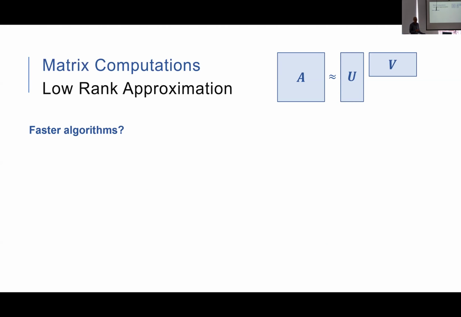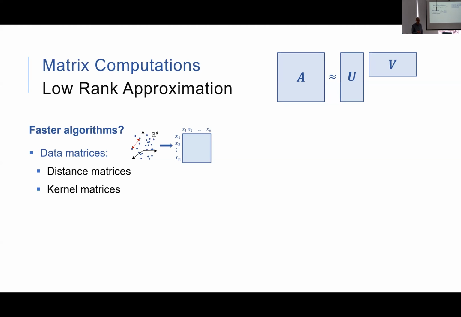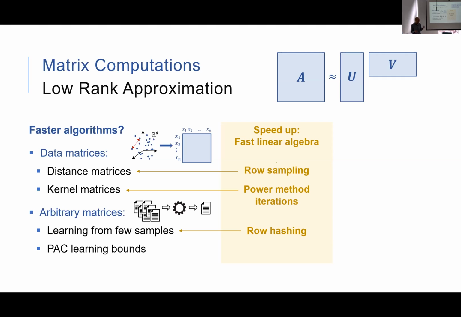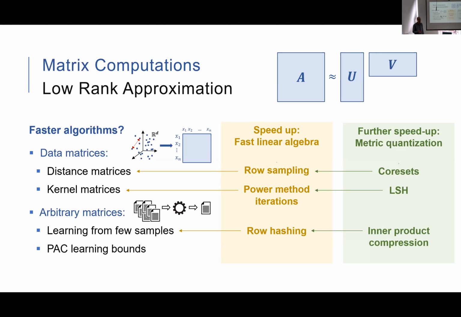And how can we get faster algorithms? How can we cross this barrier of linear time? So one option is to rely on the fact that sometimes our matrices don't come out of nowhere. They come from data and they have additional structure that we can exploit. So I'm going to mention distance and kernel matrices. Another possibility is to use the fact that we often don't solve a problem just once. We solve it over and over on different unrelated inputs. And here I'm going to at least mention how we can use test matrices to improve the way we do things on future matrices, and also to prove bounds on how many matrices we need to see. So for all these techniques, we can use the very developed literature on fast linear algebra and speed it up even further with the metric quantization techniques that I spent the first part of the talk on.